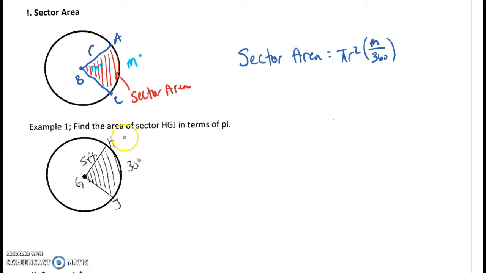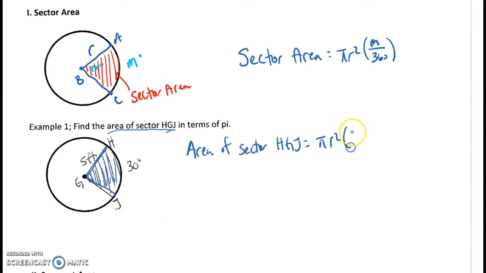We want to find the area of sector HGJ. So when we're talking about sector HGJ, we want to go ahead and look at the sector defined by that central angle. So this shaded region is a sector we're looking for. Okay? So remember, go ahead and write your formula. So area of sector HGJ is going to be pi times radius squared times m over 360.